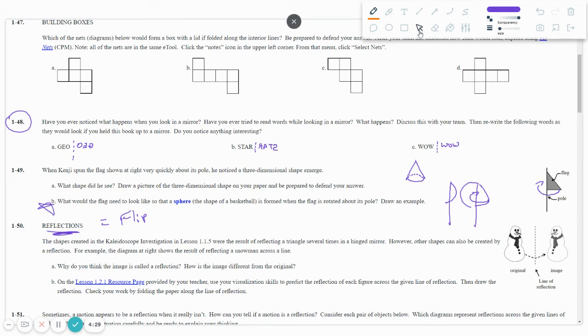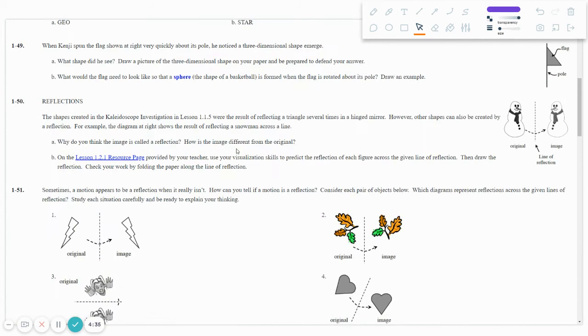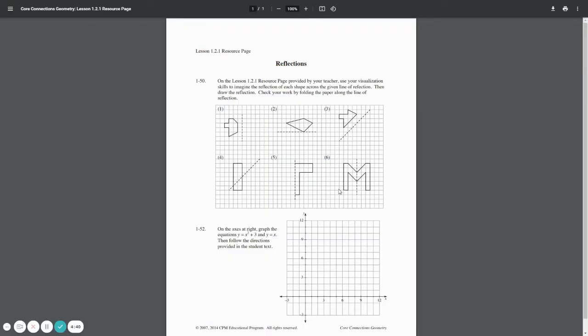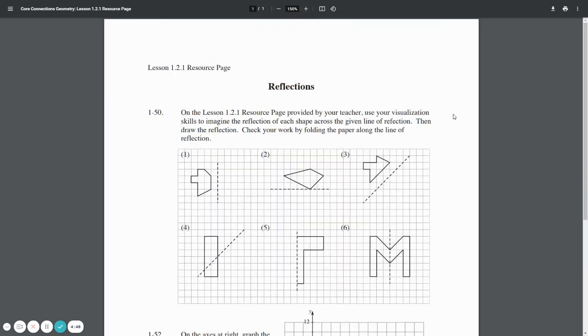And so I'm going to go ahead and clear this. If you need to go back, just go back into the video, no big deal. I'm going to clear this, and I'm going to pop up the resource page here. So this resource page should be the next page on your packet. And so I'm going to try to get the paint here.